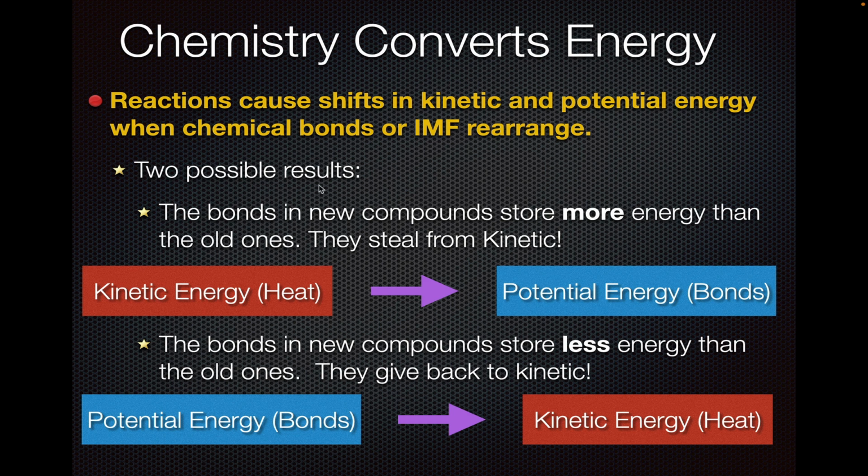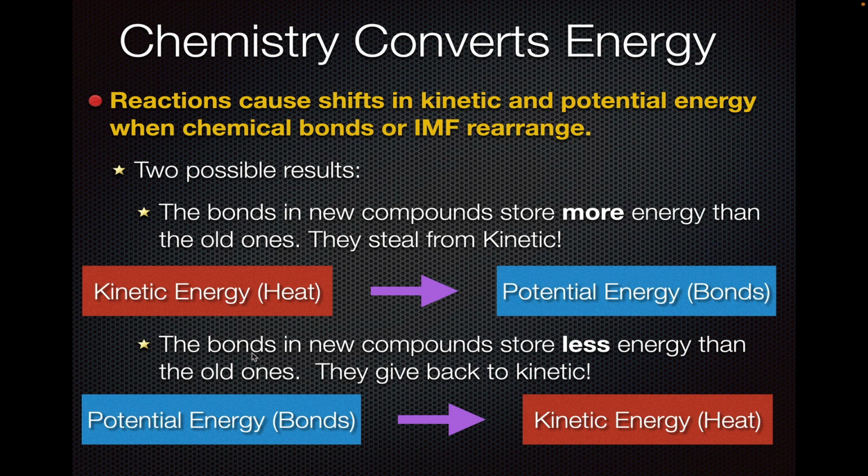Okay. So there's two results from that. We either have the scenario where the bonds of the new compounds, whatever we're forming, creating, whatever we're doing, need to store more energy than the original ones, okay? So the process requires more energy to be stored, okay? Well, when that happens, the potential energy is going to need more, so it's going to steal it, or the kinetic is going to convert into potential, okay? Remember how they can convert back and forth? So this is one scenario that happens. Okay? We'll actually give a name for this in our next couple of slides.